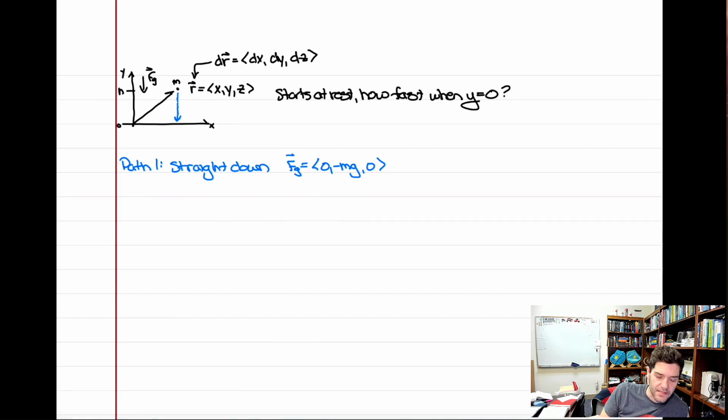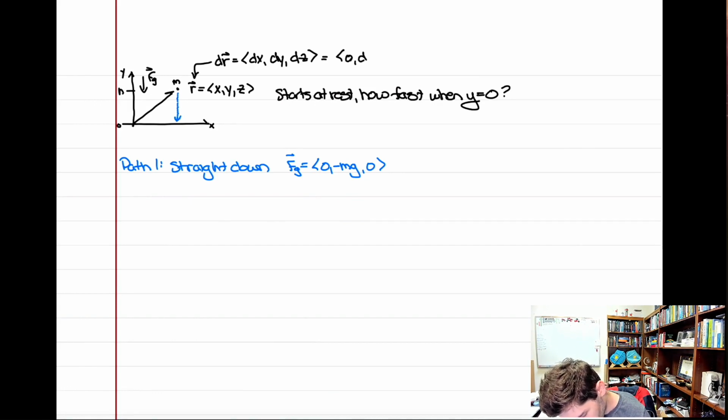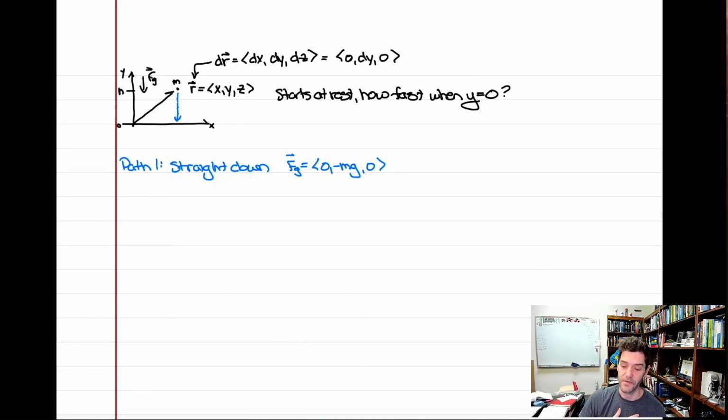In this case, it's not too bad, because if it's just moving straight down, you know that you can simplify this to just being 0, comma, dy, comma, 0. It's only moving in the y direction. So every little step only is changing y. It's not changing x. It's not changing z. So in this case, if you want to think of this as parameterization, you can parameterize this in terms of just y, in terms of it falling straight down.